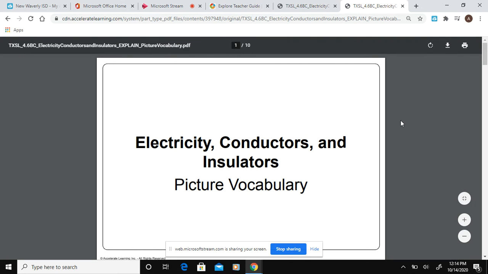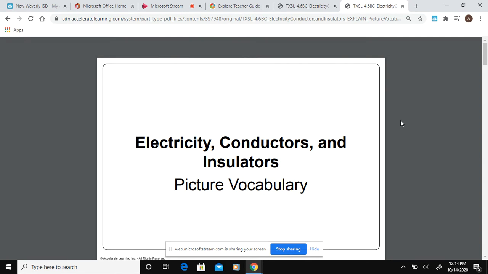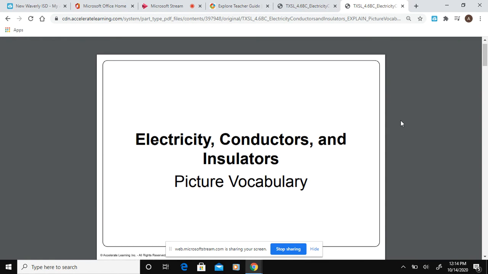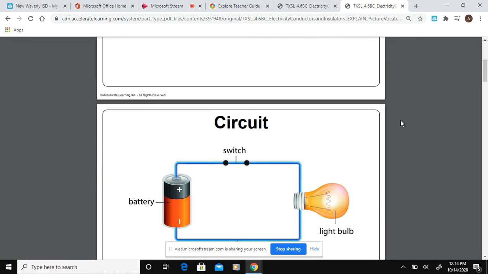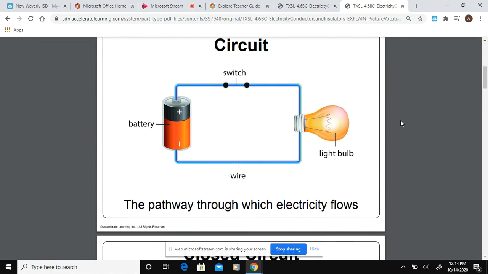Hi, all remote learners. So today we're going to be going over our vocabulary for this unit. This unit is electricity, conductors, and insulators. It's still tying into energy so that you understand the buildup from energy to these different things of electricity, conductors, and insulators. So let's continue on and see what the first vocabulary word is.